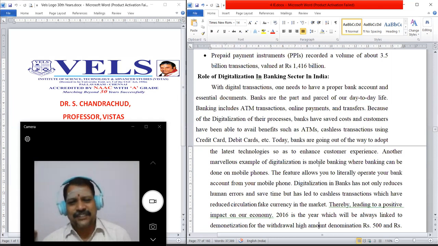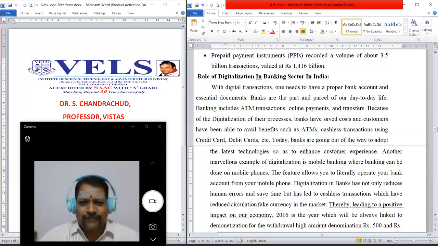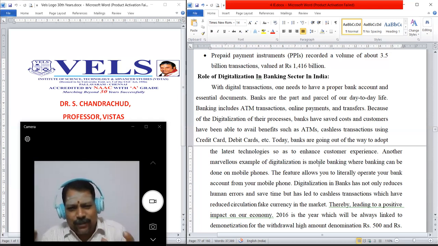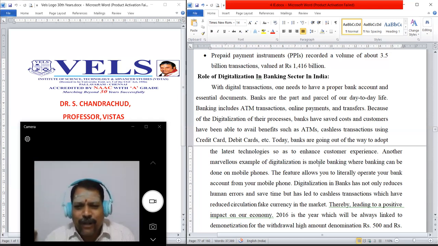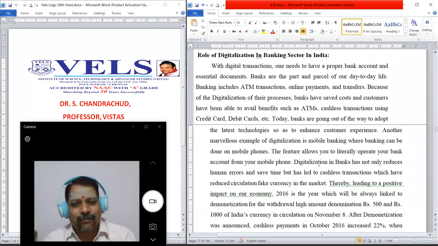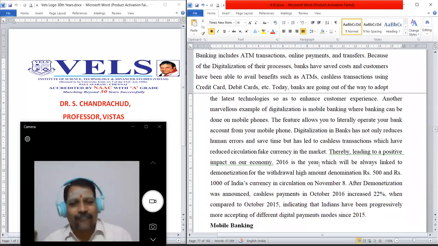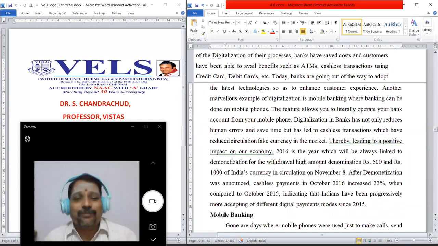Another marvelous example of digitalization is mobile banking, where all the banking activities take place through mobile. The features allow you to literally operate your bank account from your mobile phone. The digitization of banks has not only reduced human error, but also saves time. It also has cashless transactions, which may reduce the circulation of fake currency. All these benefits are there, but there is a risk. Those who are very knowledgeable may misuse it, and because it is based on software, people may hack it. Thereby leading to a number of positive impacts on the economy, along with some negative impacts also because of the digitalization.